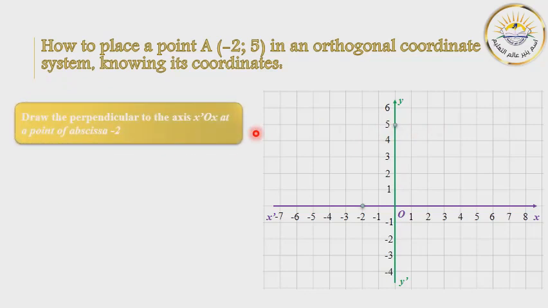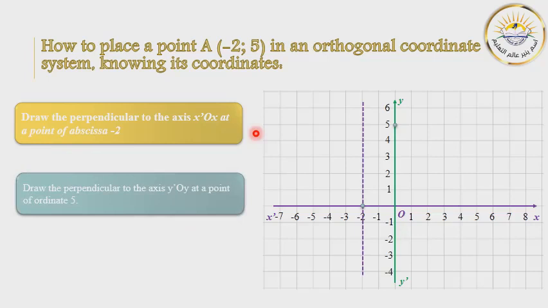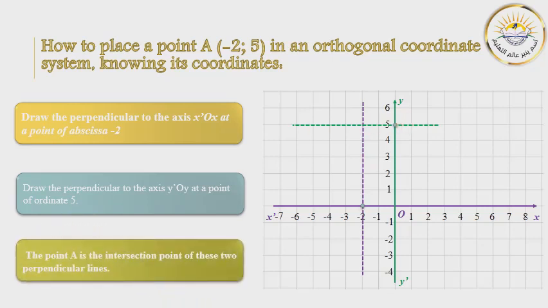We have to draw the perpendicular to the axis x'Ox at a point of abscissa -2. And then we have to draw the perpendicular to the axis y'Oy at a point of ordinate 5. And the intersection point, as I told you before, between these two lines, is the point that has an abscissa of -2 and an ordinate of 5, which is A, our point. The point A is the intersection point of these two perpendicular lines. It has -2 as abscissa and 5 as ordinate.